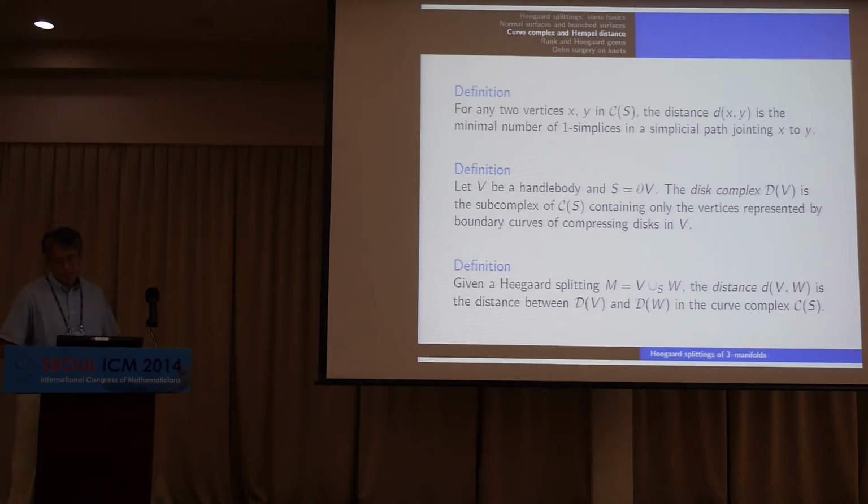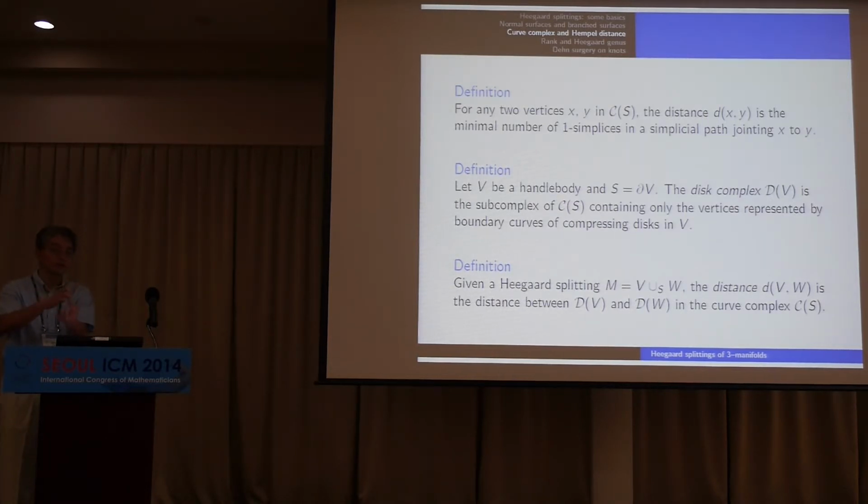is defined by Hempel of the Heegaard splitting is, well, you have a common boundary surface of the two handlebodies. Now, this is a complex and this is a complex, so their distance in the curve complex is the Heegaard distance. For instance, if the distance is zero, that means they share a vertex. If they share a vertex, that means you have a simple closed curve that bounds a disk in both sides. So that means the Heegaard splitting is reducible.